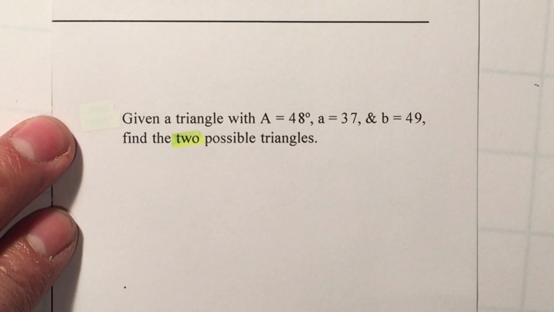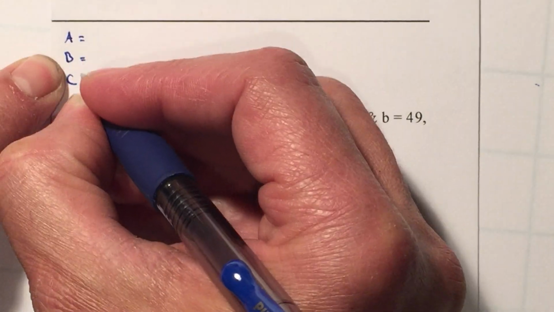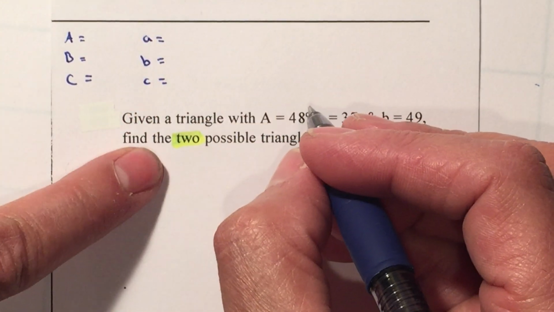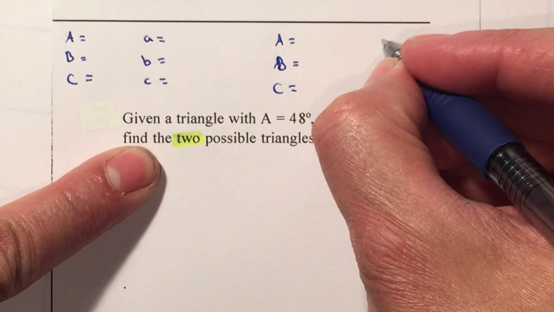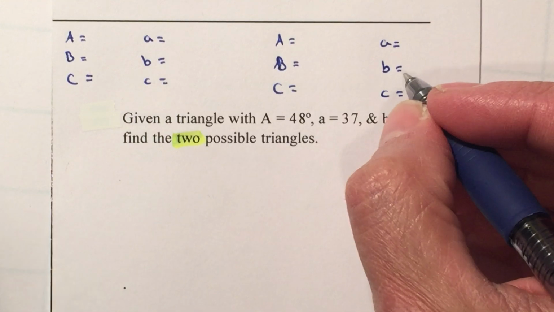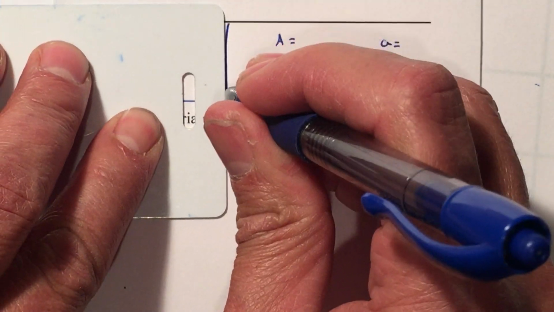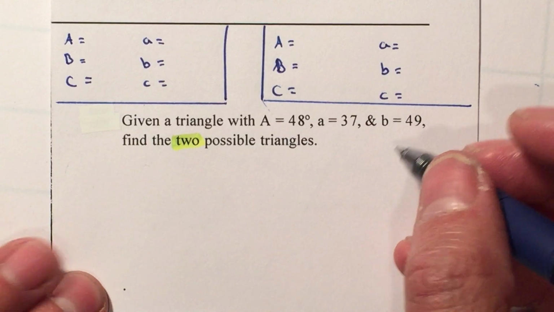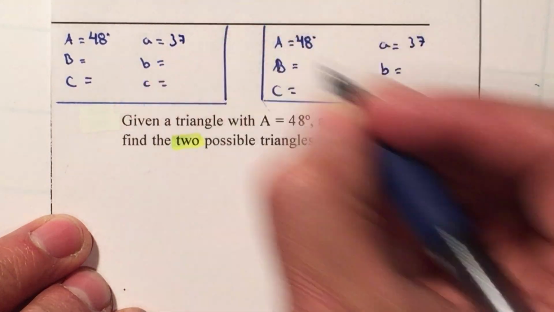Let me just go and label it right above. So the first one will be side a, side b, side c. So those are the angles, side a, side b, and side c. And we have two triangles, so that'll be angle A, angle B, angle C, side a, side b, and side c. So therefore we are going to end up with two triangles. That'll be the first one, and this is my second one. Both of them will have 48 degrees. a will be 37 units and b will be 49.